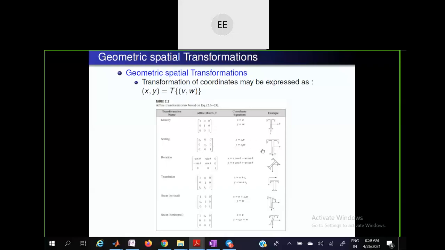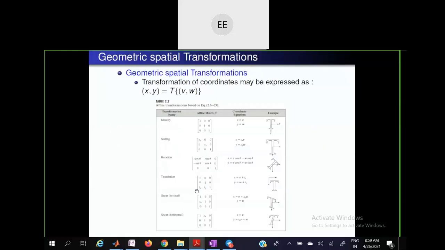So as you can see, this is scaling. The original image is scaled up, the size is increased. This is rotation. It is rotated by an angle theta, and the theta can be decided. And this is translation, that means it is shifted by some pixels, and this is the shear operation. So this is how any geometric transformation can be shown as some matrix multiplication.